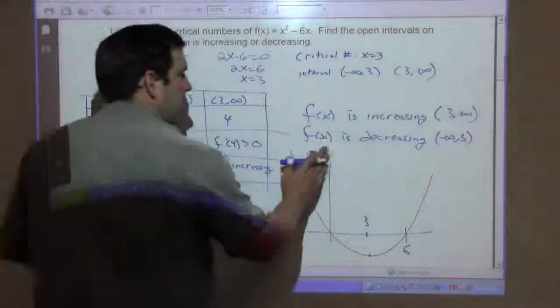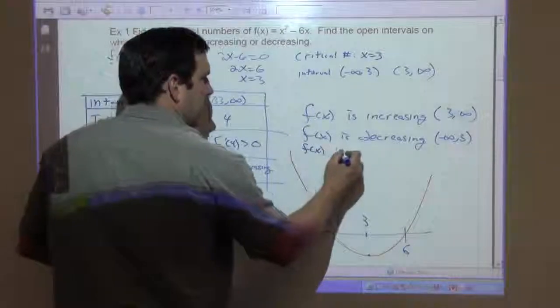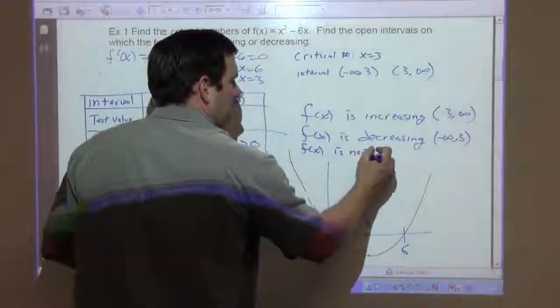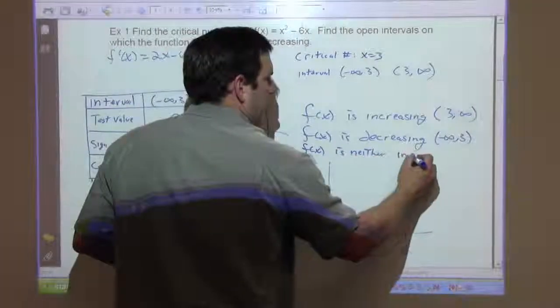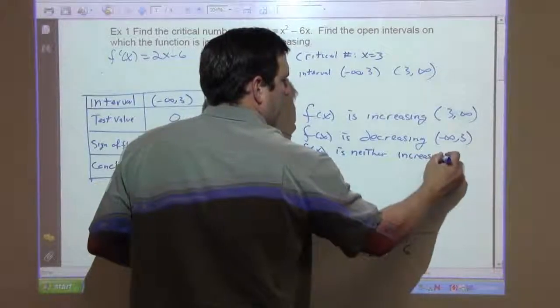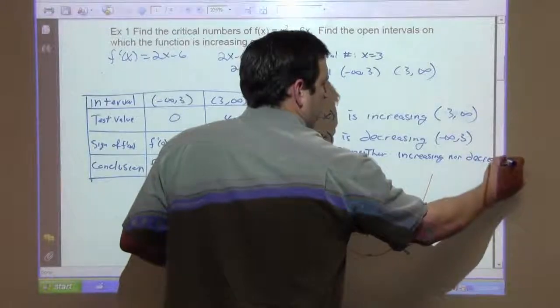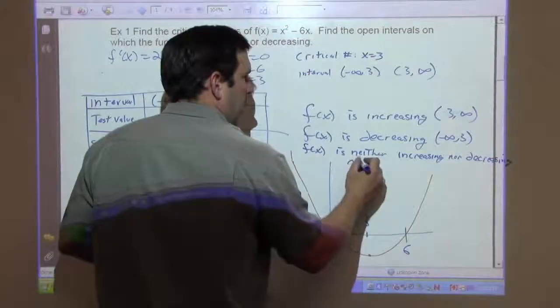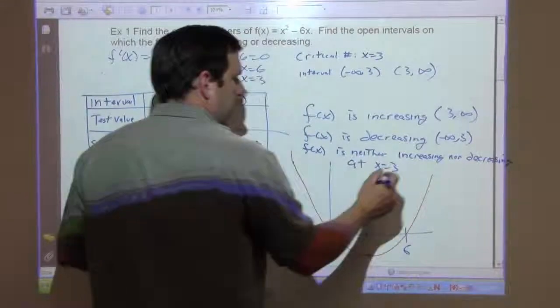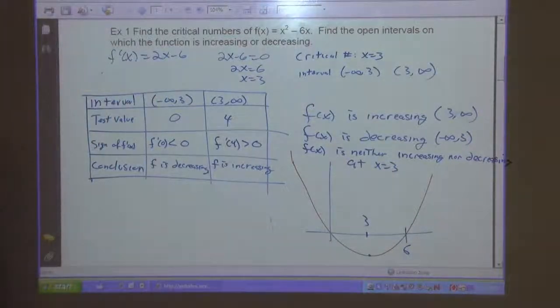I'll say this: f of x is neither increasing nor decreasing at x equals 3. Okay, let's go on to the next page.